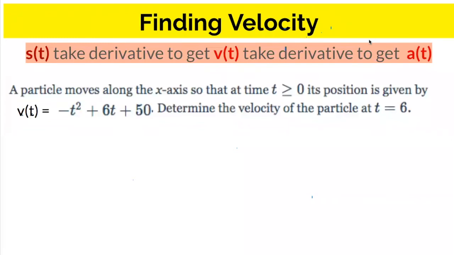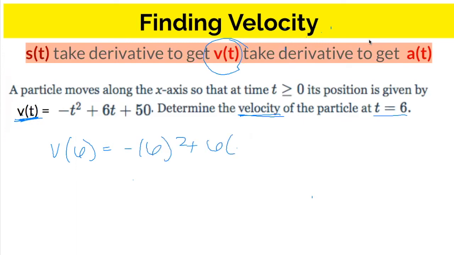The first thing I would do is circle this, because that's where they told me I'm starting. They gave me the velocity function, and it says determine the velocity. Well, I have the velocity function, and they want me to determine the velocity. So I'm just going to take t equals 6 and substitute it into the velocity function.